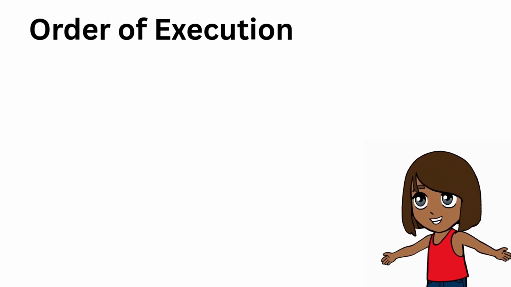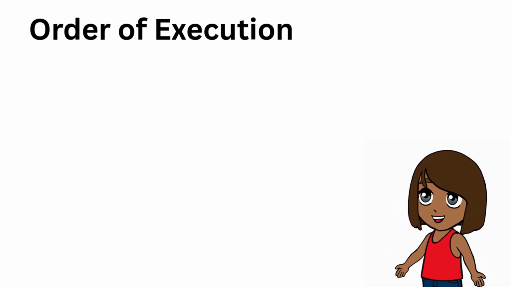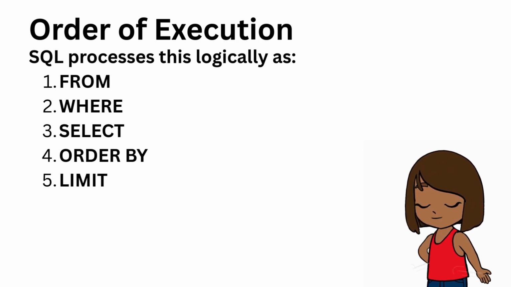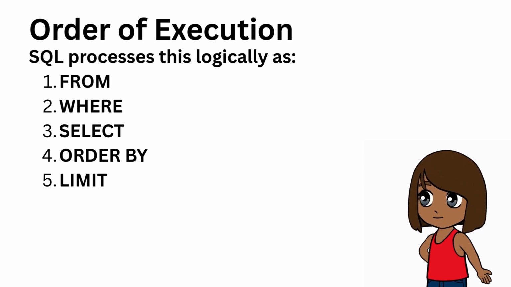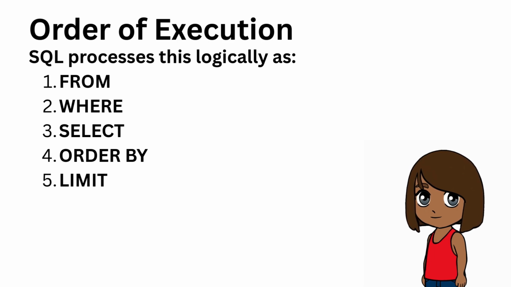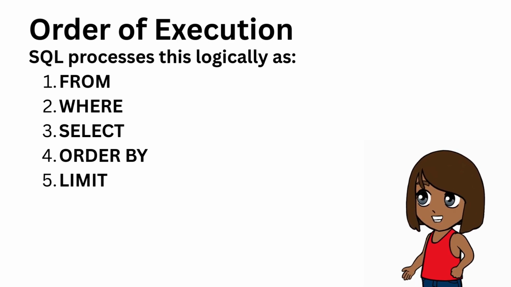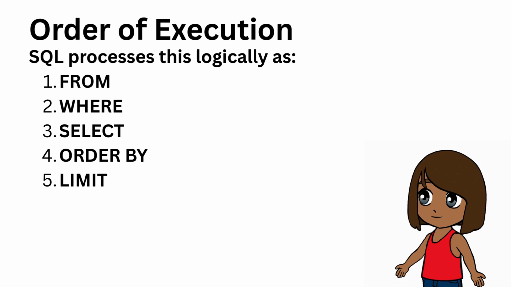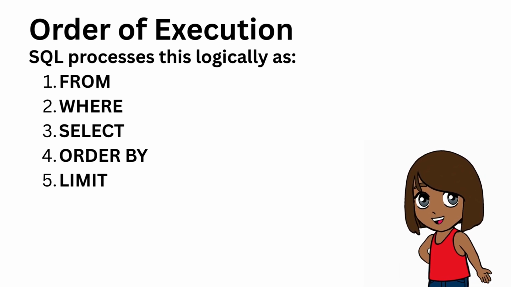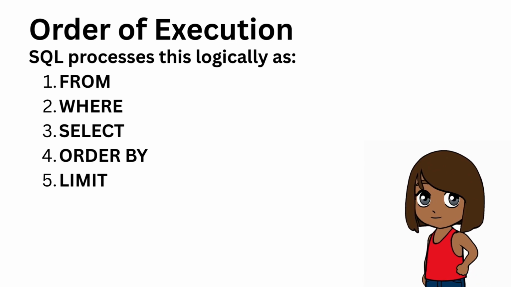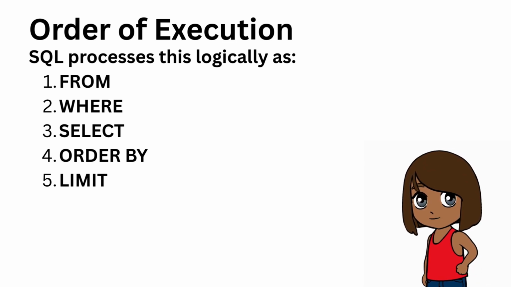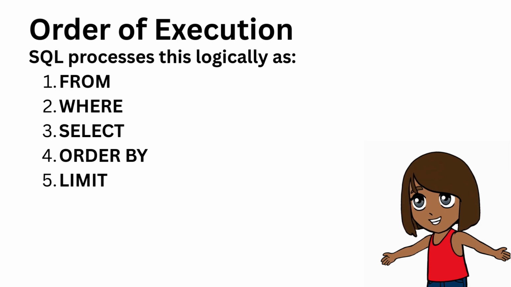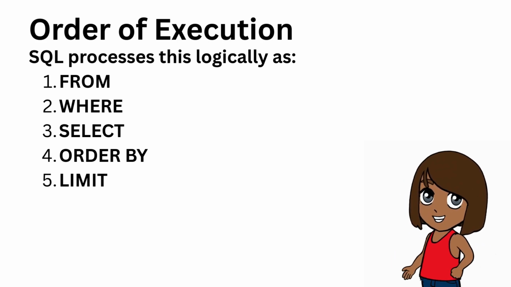It's important to understand the order of execution. SQL processes this logically as first, the from clause, second, where, third, select, fourth, order by, and fifth, limit. So, if we wrote select first name, total spent from customers, where total spent is greater than 500, order by total spent descending, and limit 3, SQL would first filter customers who spent more than 500. Second, sort them from highest to lowest. And third, return the top 3 of those. That's how you build intelligent ranking queries.